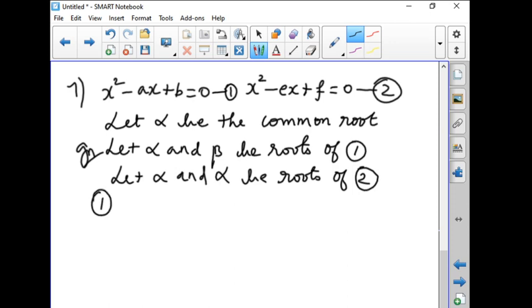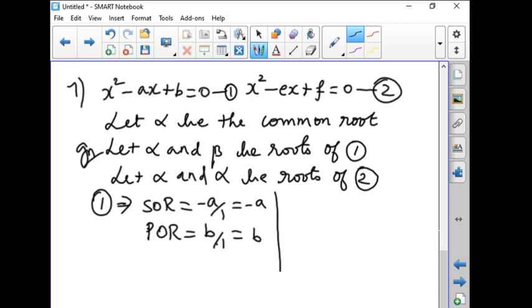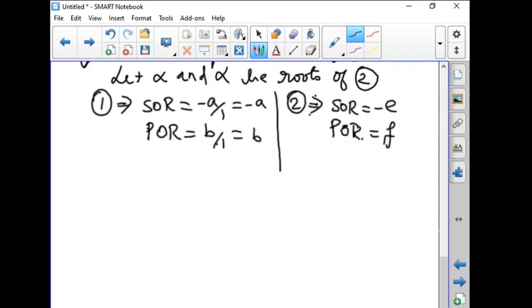From 1, what is the sum of the roots? Minus a by 1, that is minus a. Product of the roots is b by 1, that is b. Similarly, from equation 2, sum of the roots is minus e and product of the roots is f. So, after finding this, we write it down for the first equation from 1 and for the second from 2.